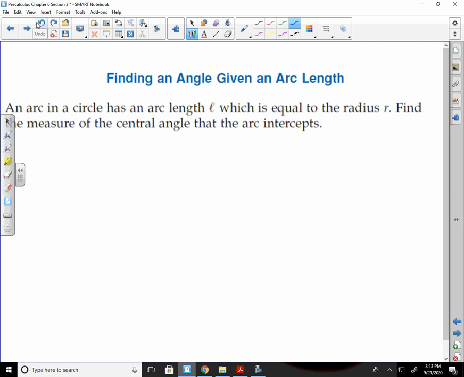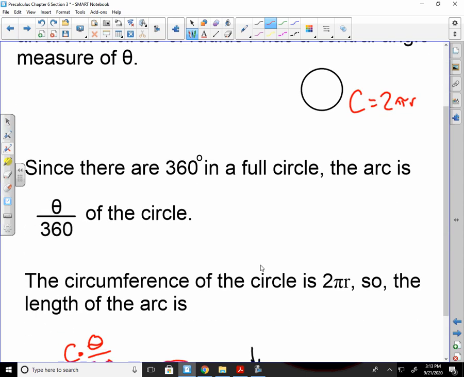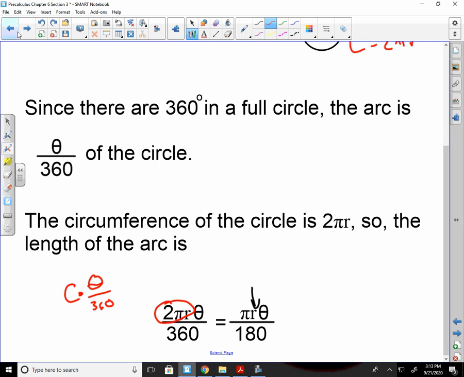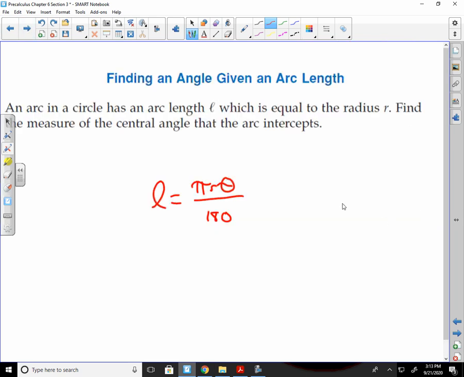So we can find an angle given an arc length. It says an arc in a circle has an arc length L, which is equal to the radius. So now I'm saying that my arc length, L, and that's a cursive L, by the way, for those of you who don't know, lowercase. We just came up with my formula for that, which was pi r theta over 180. That was the reduced form. That came from here, and that's equal to the radius.